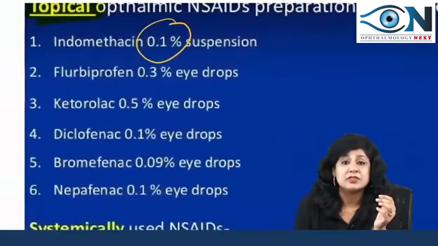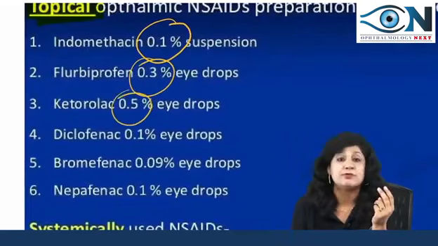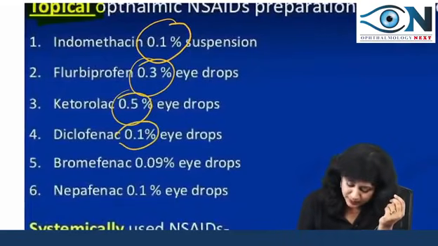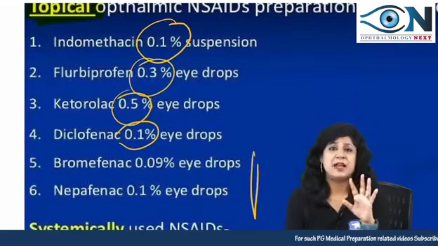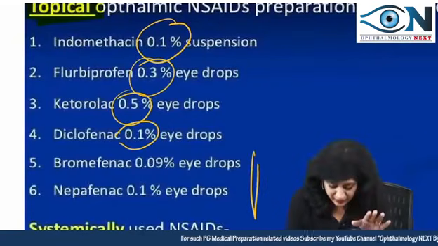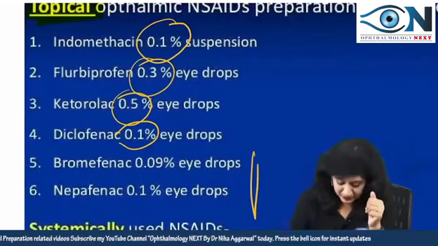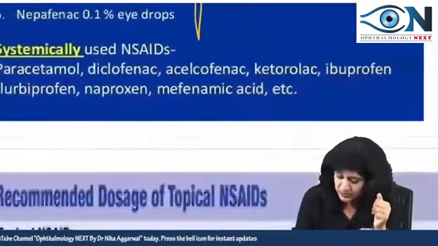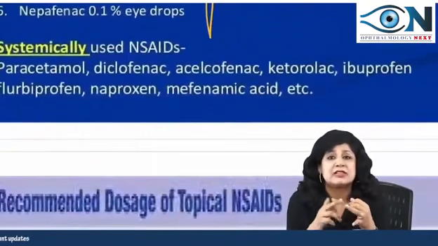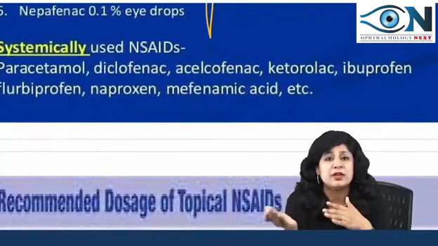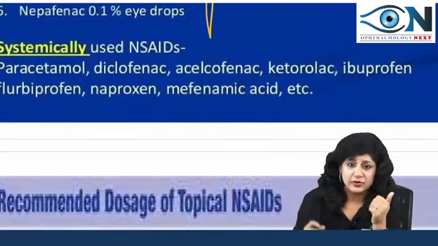I hope it is visible. Then we have flurbiprofen 0.3%, ketorolac 0.5%, diclofenac 0.1%. Don't learn these because at your level I think these many are okay, otherwise you won't be able to learn any of them. Then we come to the systemic one. In systemic, most of the names you know, I think paracetamol, diclofenac, aceclofenac, ketorolac, ibuprofen, flurbiprofen, naproxen, mefenamic acid. So I think you already know this.